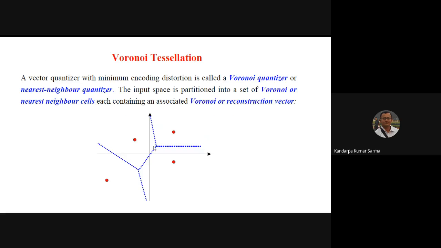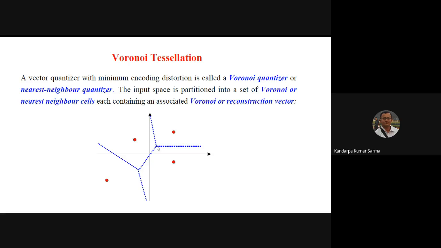Now, one more thing that comes into consideration is how you subdivide the neighborhood. This is called the Voronoi tessellation. A vector quantizer with minimum encoding distortion is called a Voronoi quantizer or a nearest neighbor quantizer. The input space is subdivided into a set of Voronoi or nearest neighbor cells, each containing an associated Voronoi or reconstruction vector.